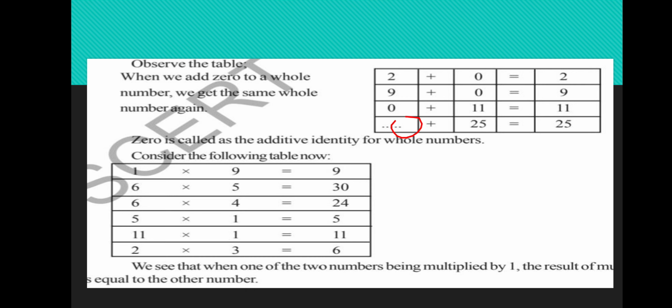So if you add 0 to any number, we will get the same number. This is called, so that's why 0 is called, this is very very important.